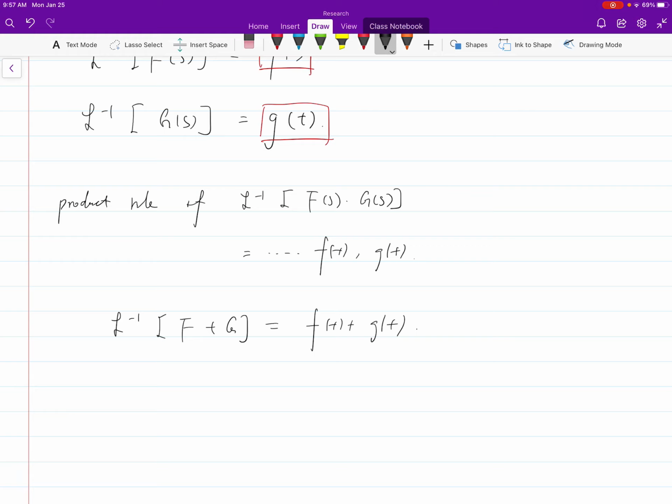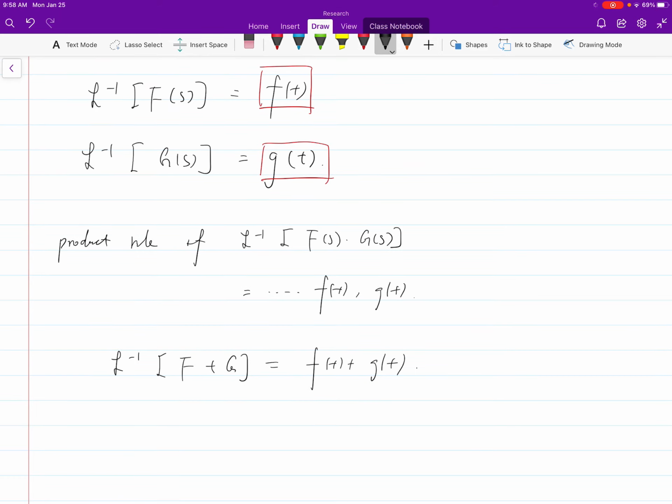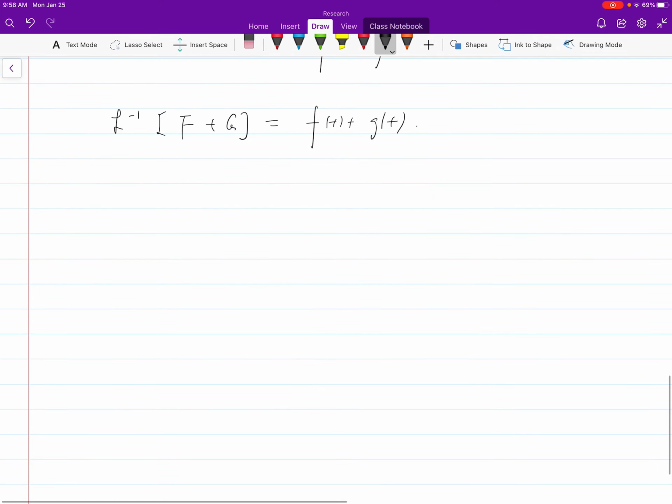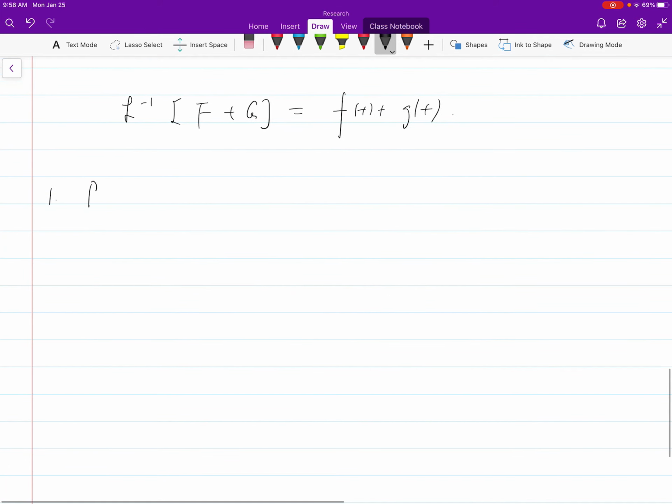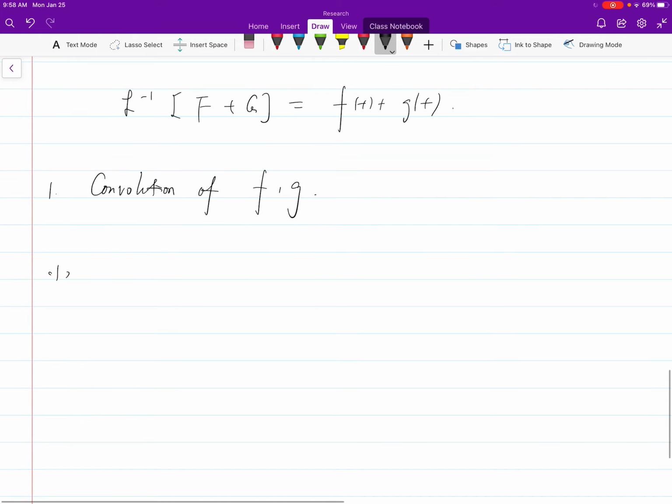The difficult part is when you multiply them together, it's not so easy. For example, if you multiply with e to the negative as, you have to actually do a delay function, which means going over all the hassles to make this happen. So now what we need is a product rule for F(s) and G(s). Assuming we know each individual part, how do we combine them in order to get the inverse Laplace transform of the product? That's what we're having here. Later we will show this is actually the convolution of functions f and g.